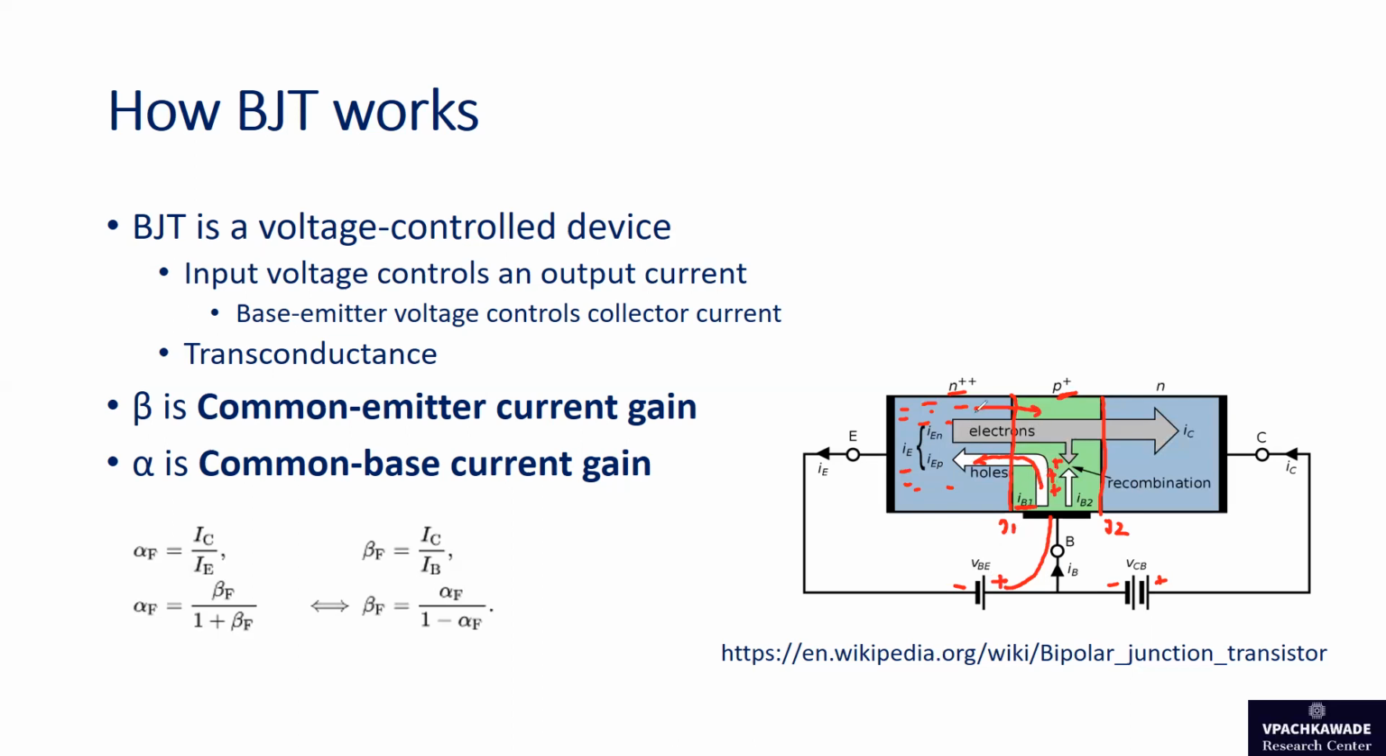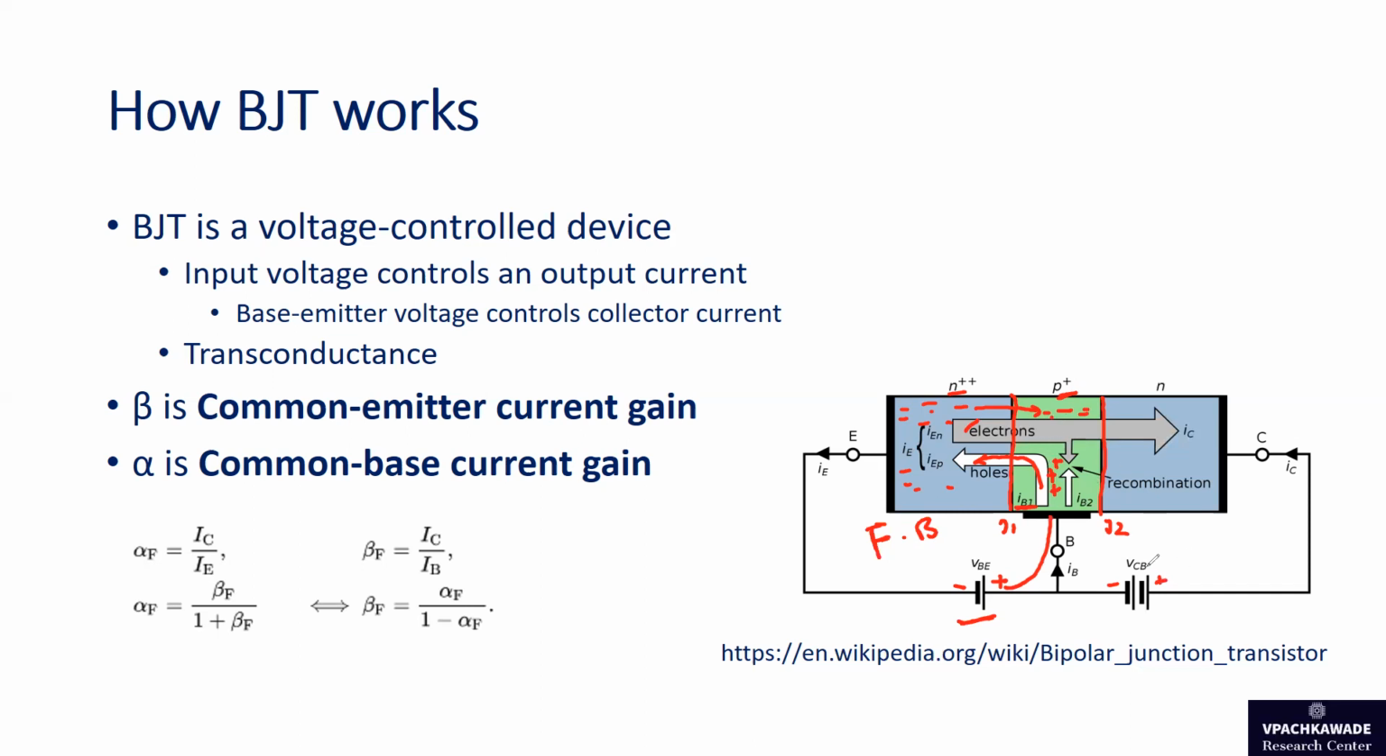And this current that is causing the electrons to travel from emitter to the base is called the drift current due to the electrons, and this is due to the applied voltage. Such kind of biasing is called forward biasing, because you connect the negative terminal to the N-type material, which is emitter, and a positive to the P-type material, which is the base.